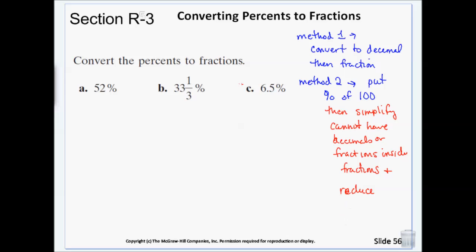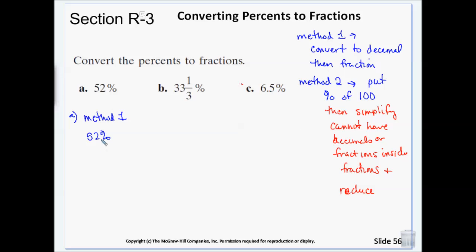Okay. So 52%, this one would actually be an easy one to go straight from percent to fraction, because there are no decimals or fractions in it. So there's 2, like I said, there's 2 methods. I'm going to show you both. So for A, if I do method 1, is to go from percent to decimal and then to fraction. So we'll do that first.